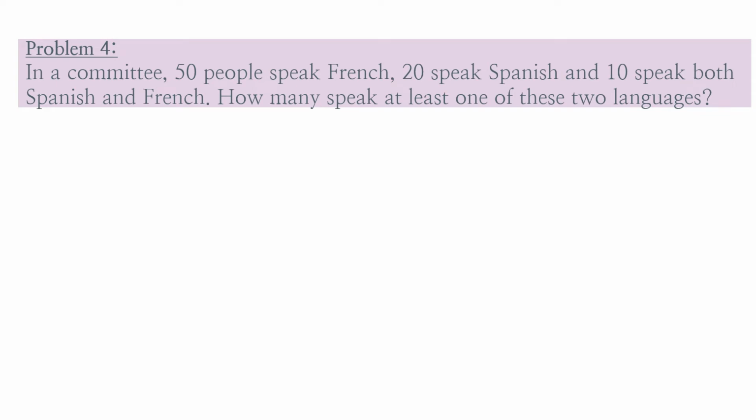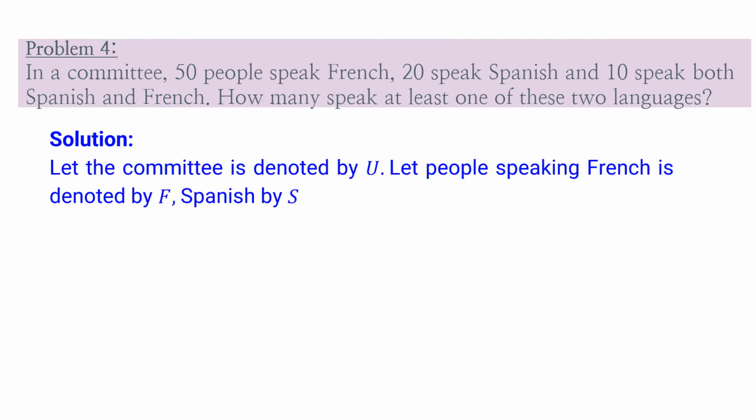We have a committee. 50 people in the committee speak French, 20 people speak Spanish, and 10 speak both Spanish and French. We are required to find how many speak at least one of these two languages. Denote the committee by the universal set U, and let us denote the people speaking French by the set F and the people speaking Spanish by the set S.